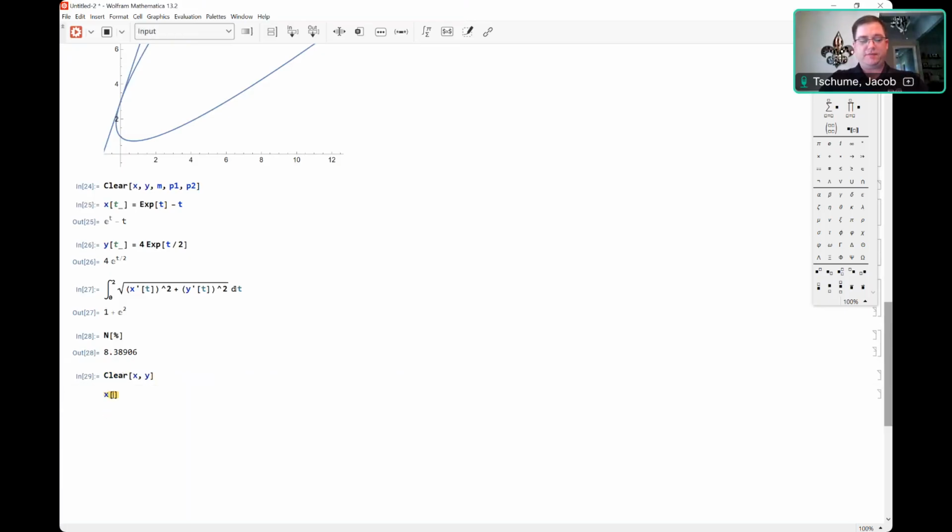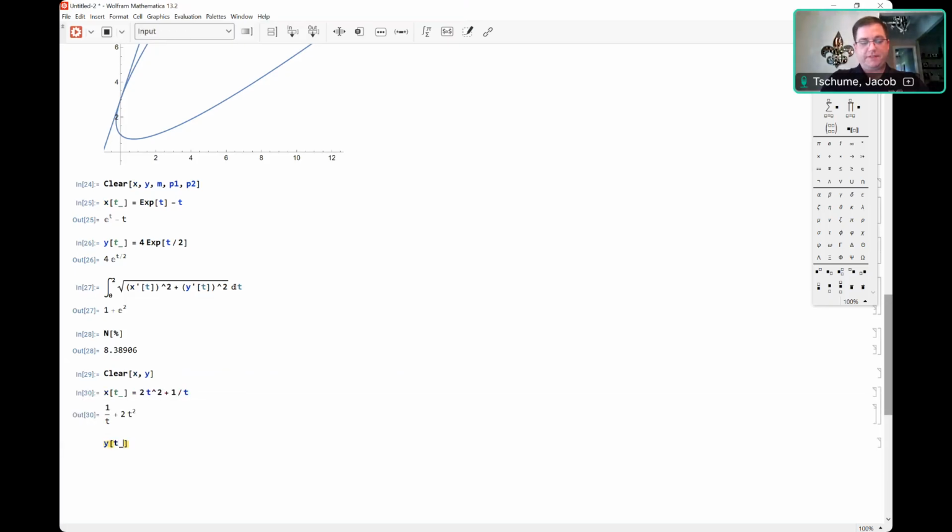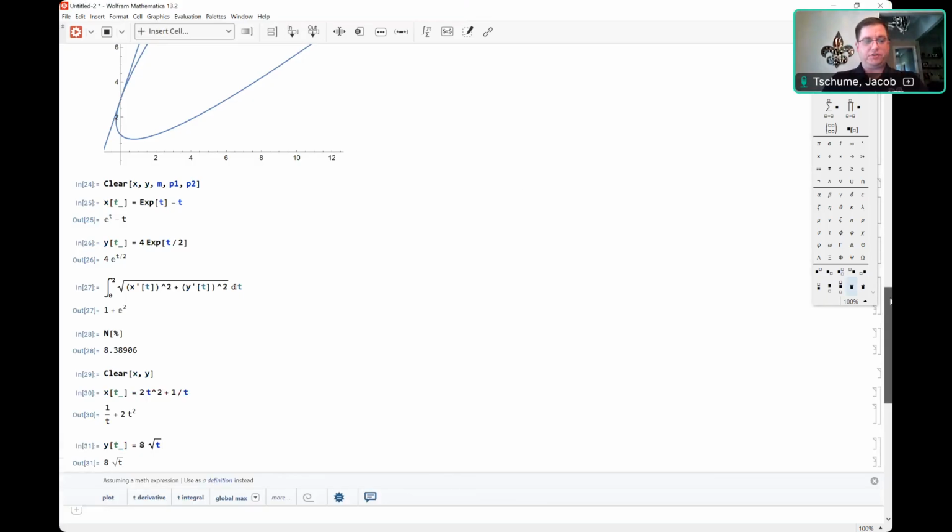And let's define one more combination of x and y. So we're going to do x of t. This time, let's let it equal 2t squared plus 1 divided by t. Then we're going to do y of t is equal to 8, and I'm going to use a shortcut here, times the square root of t. So I have my two functions.